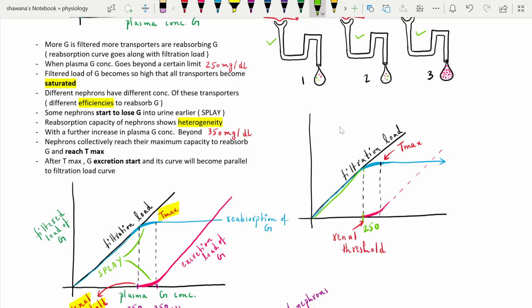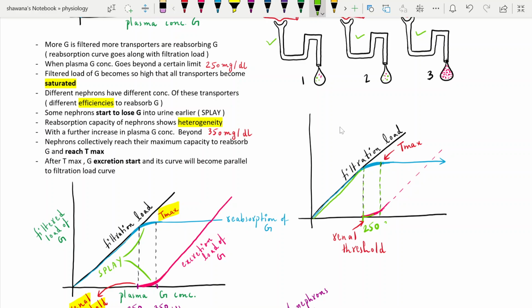But a point comes when some group of nephrons starts to lose glucose into the urine. So excretion of glucose starts here. Excretion of glucose starts when some of the nephrons start to lose glucose into the urine. But up to this point, Tmax, all of the nephrons collectively have reached their transport maximum. All the transporters are saturated and they can no longer reabsorb glucose.